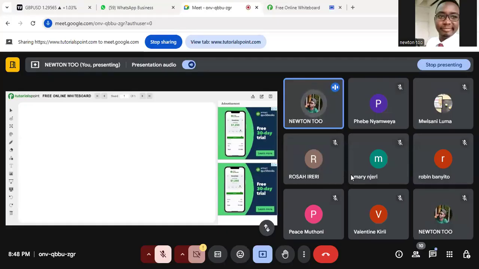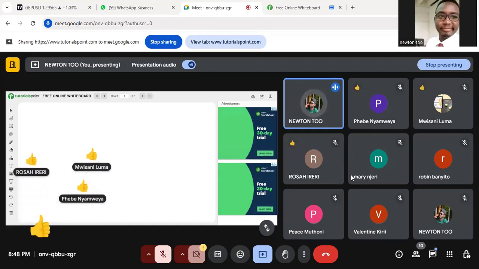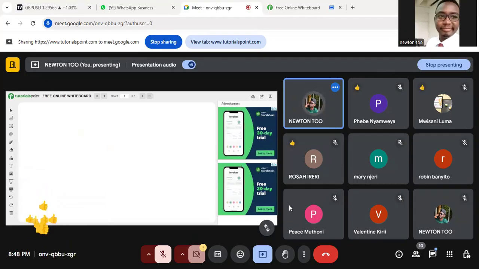Guys, is everyone able to see my screen, my whiteboard? Maybe confirm by thumbs up if you can see my whiteboard. Okay, perfect.